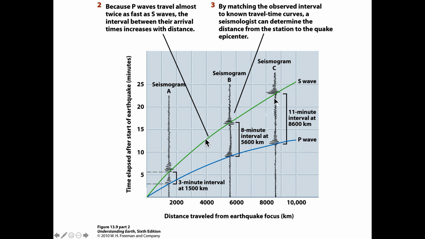And that's going to be regardless of how far the seismograph is from the focus. There's going to be a difference in arrival times that's going to be equated to a distance. So 11 minutes equals 8,600 kilometers. An 8-minute interval is equivalent to 5,600 kilometers. And a 3-minute interval between the P and S waves implies a distance of 1,500 kilometers.